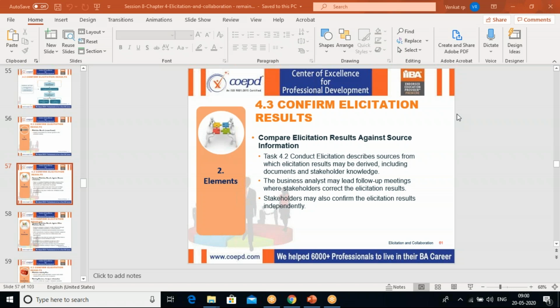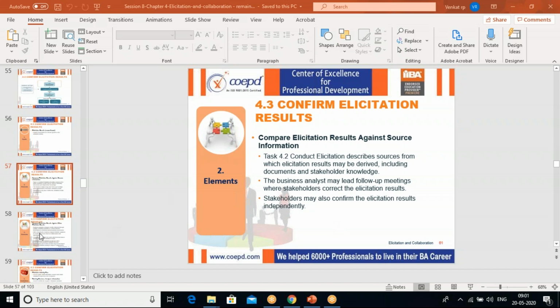If there's a conflict in information provided to you, then you will compare it to the source information. The source information is saying that the billing is done based on the contribution hours, whereas the stakeholder said the billing is done if the candidate is placed. Now there's a conflict here, then you will be confirming, then you will compare elicitation results against source information. You got what you have to do here? Got it? That is what we are trying to do.